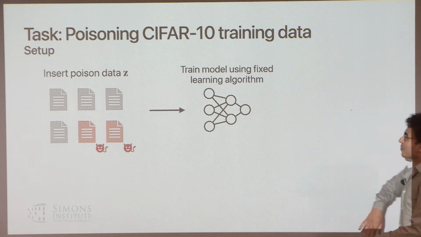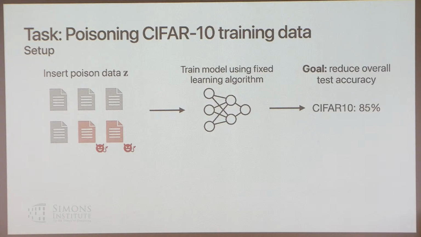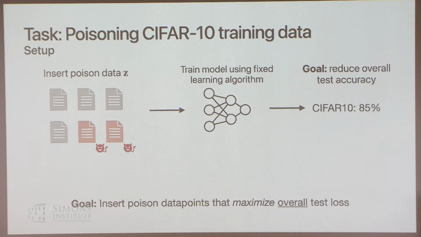Okay, so this application is one I am personally super invested in, and it's this setting called indiscriminate data poisoning, where you start with some training data set, and you're an adversary in this setting, and your goal is to insert some epsilon fraction of training data so that the final model that you train has really bad overall test accuracy on whatever distribution you trained on. Okay, so I'm training on CIFAR 10. I want to insert some small number of training images so that when I train my model on this poisoned data set, I do really bad. Say that as an optimization problem, I'm trying to insert data points that maximize overall test loss.